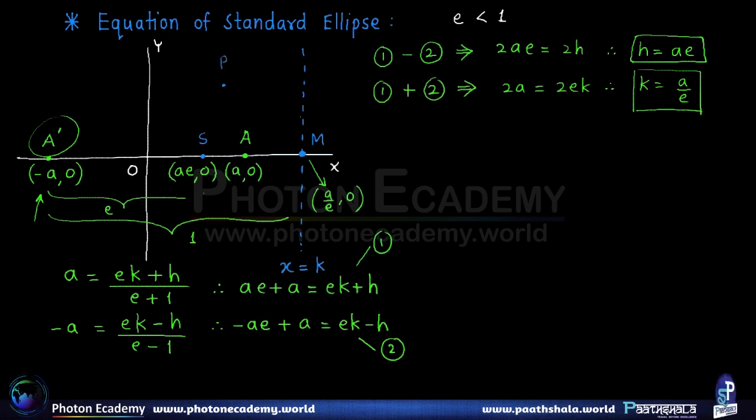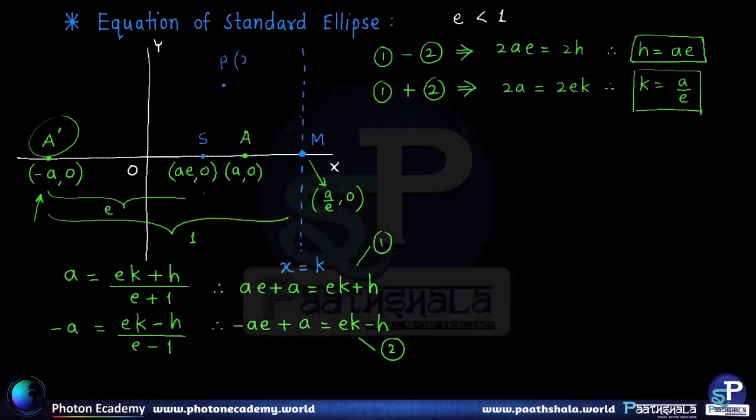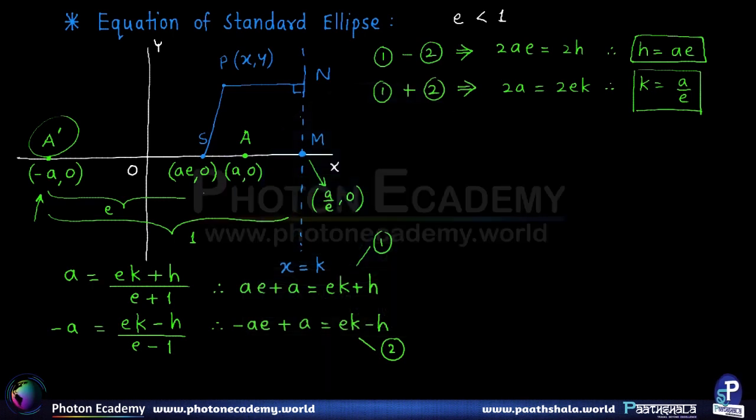Now if this is the point and its coordinates in general can be written as x comma y, then its distance from the focus is SP and its distance from the directrix is, let us call this foot of perpendicular as N. So therefore PN is its distance from the directrix.